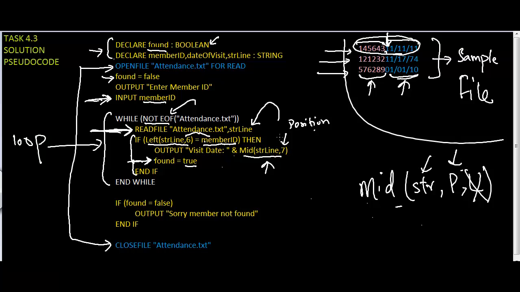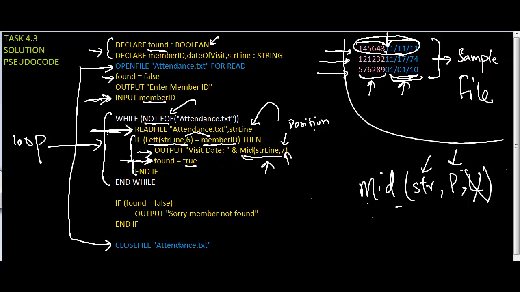From position 7 onwards, all the remaining characters are going to be returned. All the remaining characters are going to be returned by this mid function. So this mid function is going to return the date, and that date is going to be output using the output instruction. Okay, found obviously has been set to true.